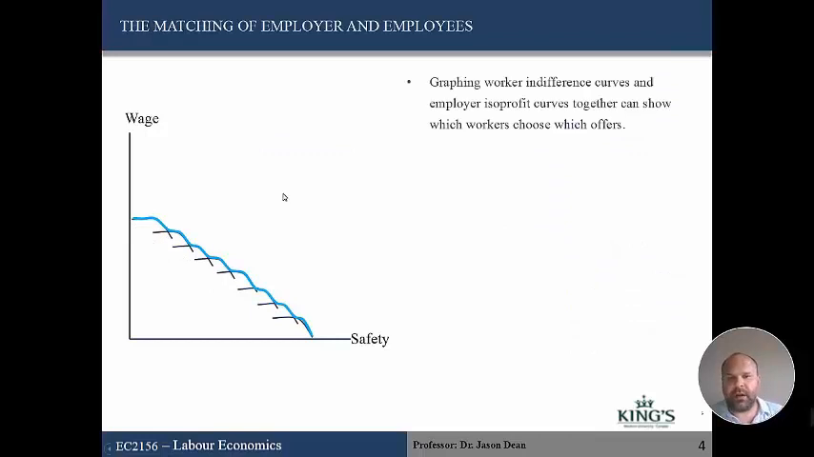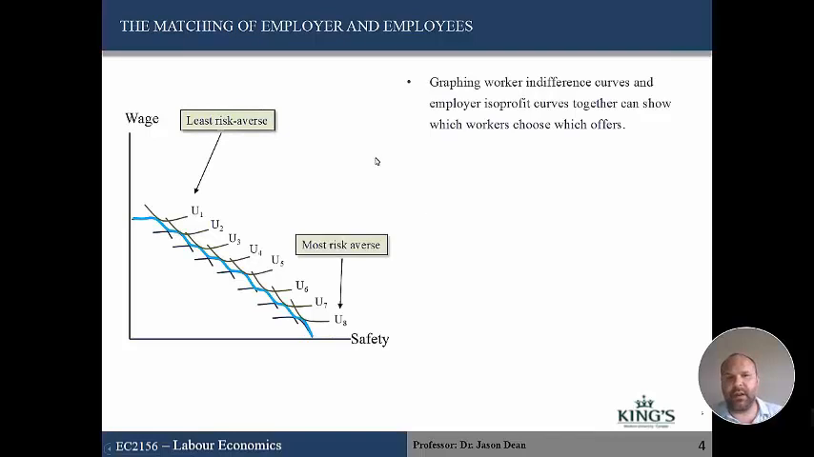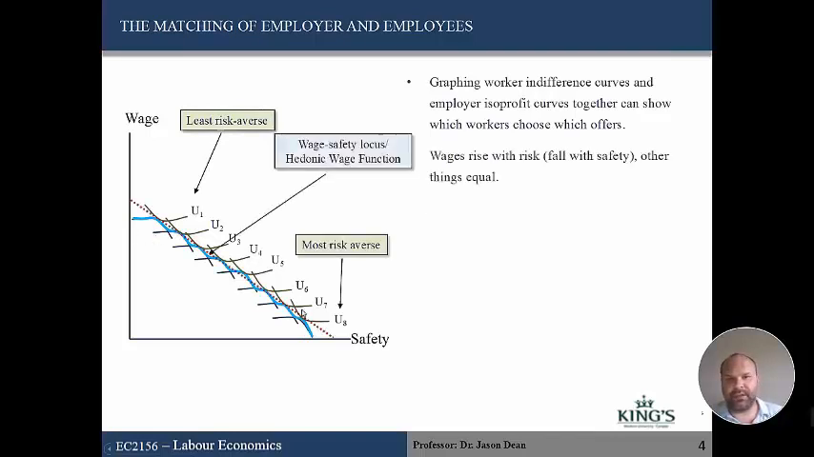And so our model would suggest that there would be a sorting of workers and firms. There'd be this matching going on between employers and employees, and the market would then determine a wage-safety locus, sometimes called the hedonic wage function. This is telling you, in the competitive market, what the change in wage with respect to a change in safety would be.